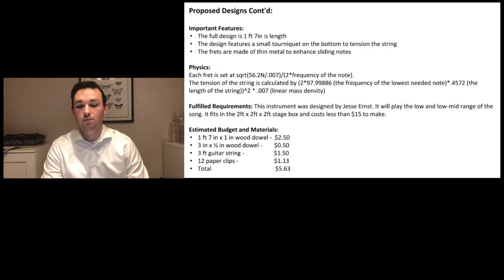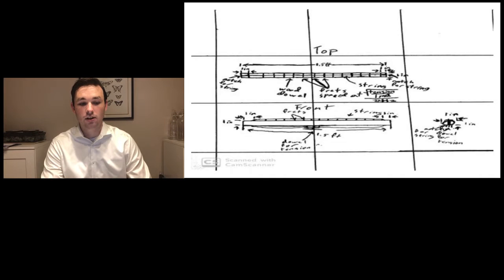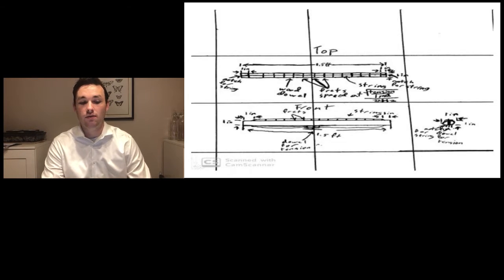For budget and materials, I have the 1 foot by 7 inch dowel, the tourniquet dowel, which is 1/2 inch wood, 3 feet of guitar string, and 12 paper clips. Finally, I have the sketch of my design, which shows the top, front, and side views.